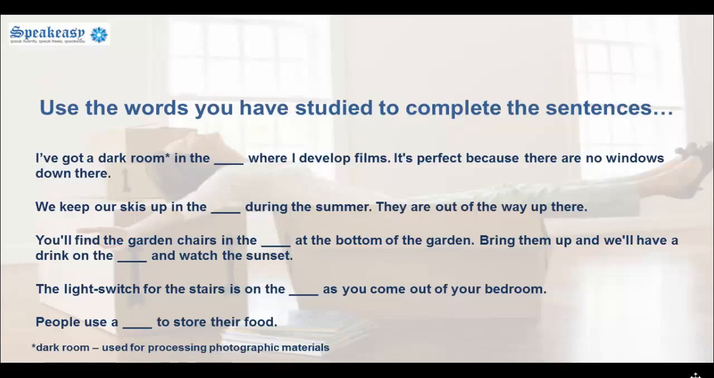We keep our skis up during the summer. They're out of the way up there. You'll find the garden chairs at the bottom of the garden. Bring them up and we'll have a drink and watch the sunset.